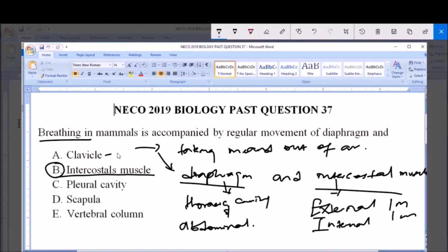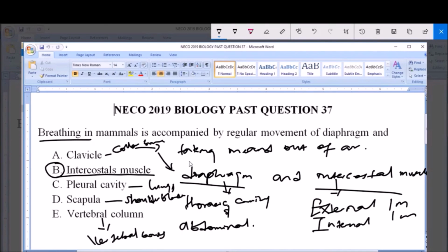Clavicle here is a bone, that is, we call it the collarbone. The pleural cavity is the cavity occupied by the lungs. The scapula is a bone also known as the shoulder blade. And the vertebral column is the vertebral bones. So the answer to this question is option B, intercostal muscle.